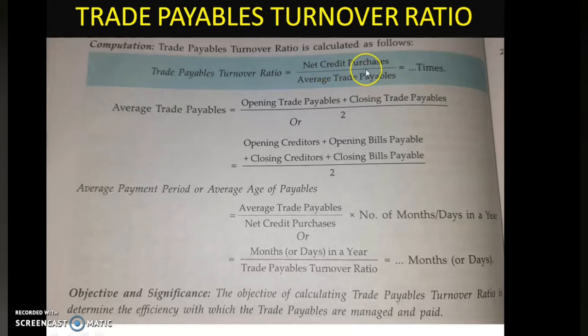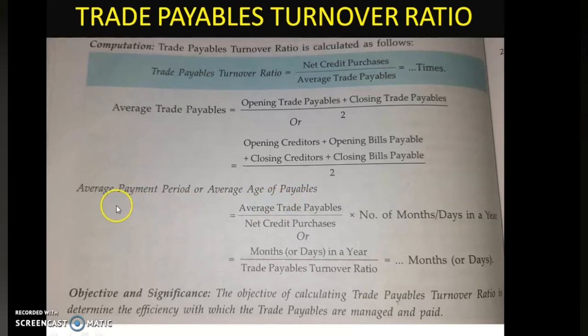Now net credit purchase means all those purchases which are not cash. So from the total purchases, if you are given cash purchase and purchase return, deduct that amount and the amount left is your net credit purchase. Trade payable turnover ratio is expressed in the form of times.